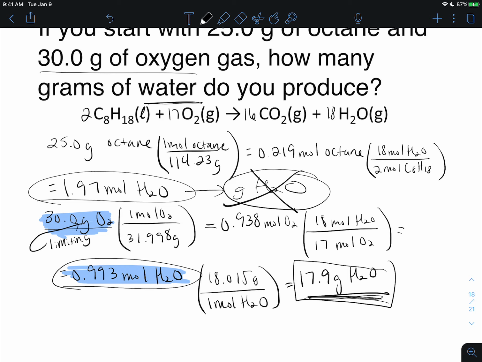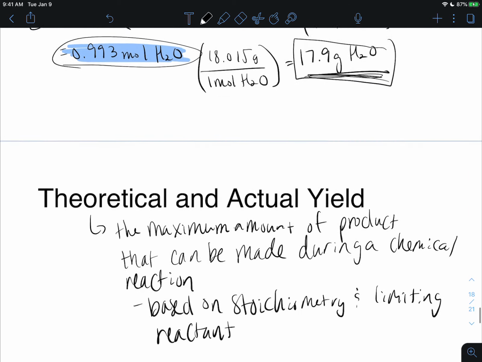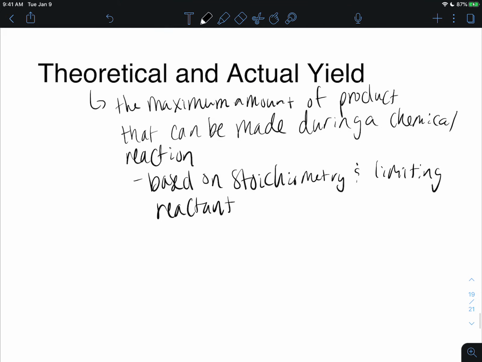Now, do you think a chemical reaction ever works that well? If you do, you are very optimistic. But what we actually get is our actual yield. The actual yield is how much is massed out by a researcher at the very end. So it could be after some purification, during which you lose a lot of product. So you're never going to have 100% yield. You're never going to reach that theoretical yield.